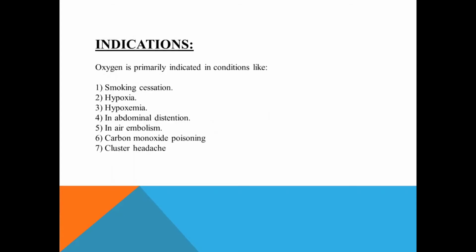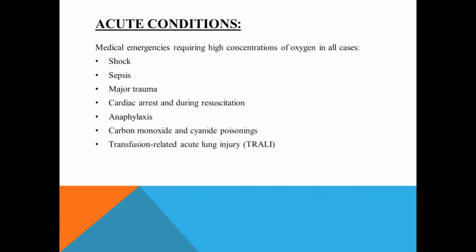Indications of oxygen, or the conditions in which oxygen can be prescribed, are smoking cessation, hypoxia, that is the decreased level of tissue oxygenation, and hypoxemia, that is the decreased level of partial pressure of oxygen in blood, in abdominal distension, in air embolism, carbon monoxide poisoning, cluster headache. Acute conditions or medical emergencies which require high concentrations of oxygen are shock, sepsis, major trauma, cardiac arrest, anaphylaxis, carbon monoxide and cyanide poisonings, transfusion-related acute lung injury.